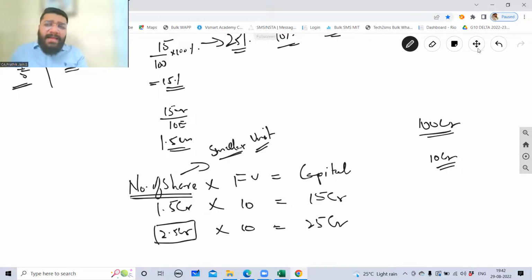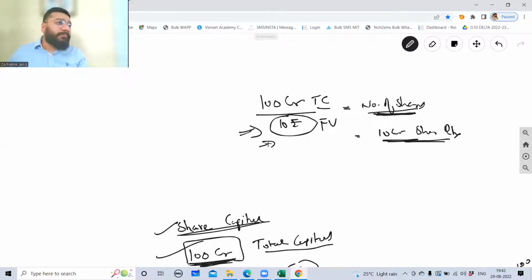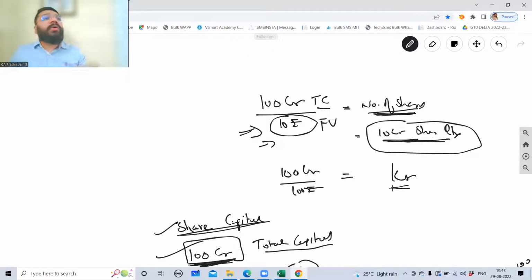Is it necessary that the face value always has to be 10? No. It can even be 1 rupee. It can even be 100 rupees, depending on what quantity you want to have. Are you able to follow? Doesn't make a difference. If you take 100 crore divided by 100 rupees per share, how many shares are you issuing? 1 crore quantity of shares.